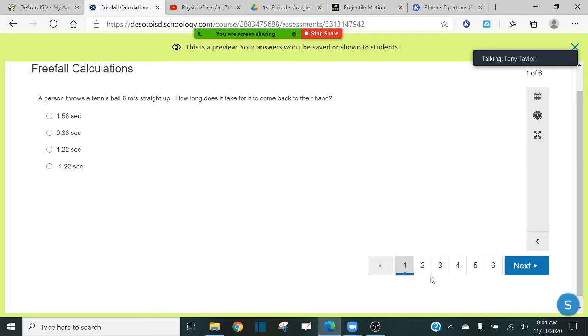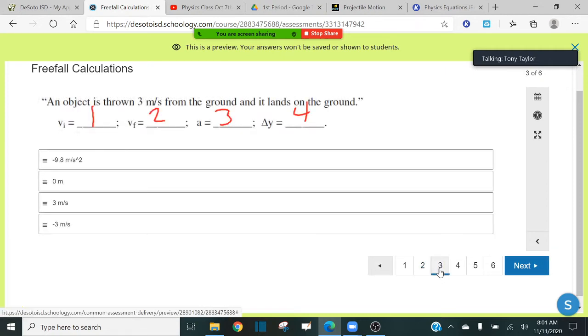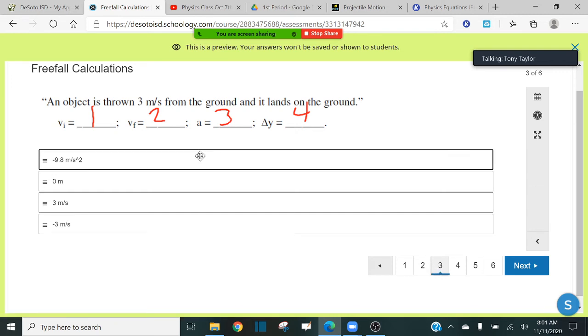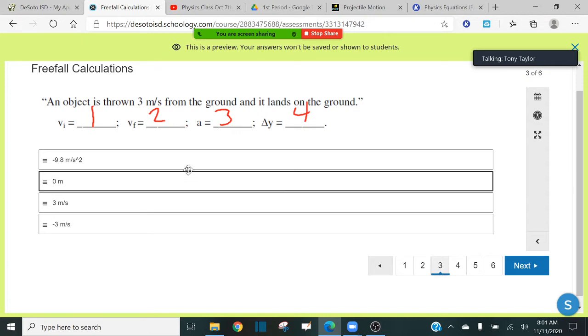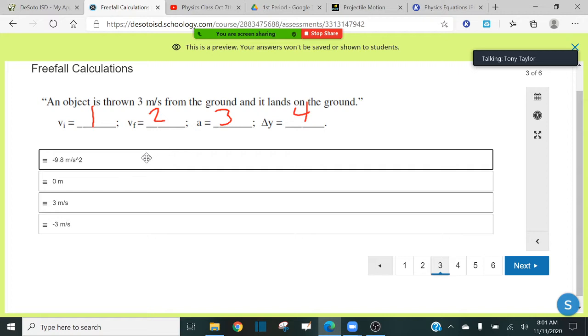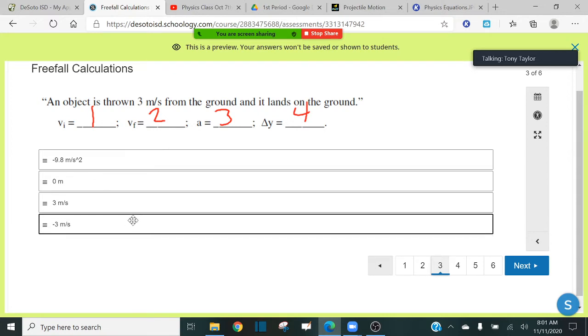Basically, you just go to the question that I'm at. The question that I want to do first is this one right here. I want to do number 3 first. Well, it's number 3 on my end. I don't know what it is on your end. So go to the question that says an object is thrown 3 meters per second from the ground and it lands on the ground. It is your responsibility to put the answers in their correct order.